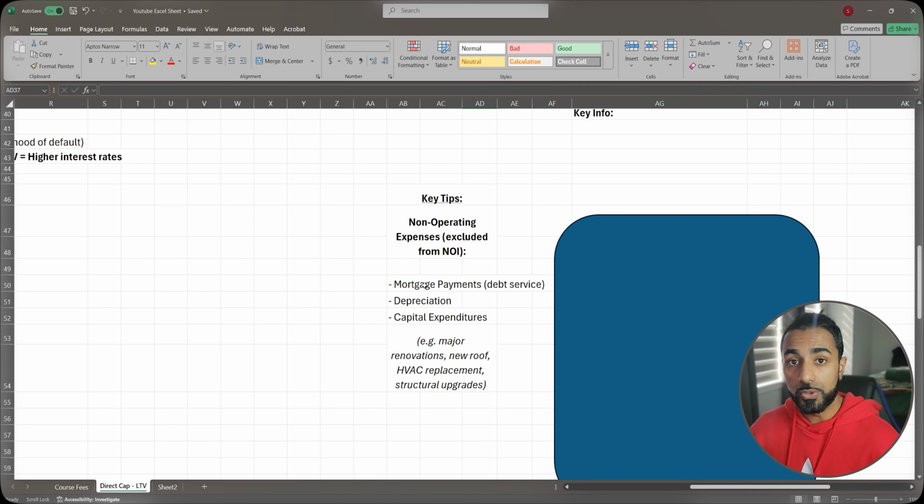So we're going to exclude from NOI non-operating expenses: mortgage payments, so debt service, any depreciation, and any capital expenditures, things that usually take a lot of money to do, like major renovations, a new roof, HVAC replacements, and structural component upgrades. All of these are excluded from our operating expenses, and so they're excluded from our calculation.